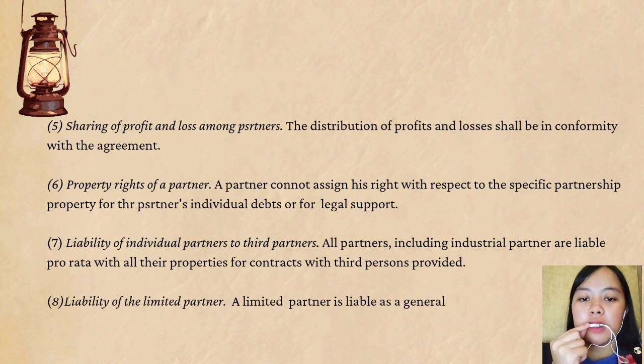Next is the property rights of a partner. A partner cannot assign his right with respect to specific partnership property for the partner's individual debts, or for legal support. Next is the liability of individual partners to third persons. Partners, including industrial partners, are liable with all their properties for contracts with third persons. Liability of a limited partner: a limited partner is liable as a general partner.